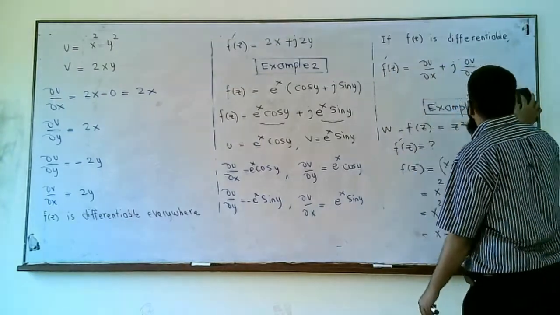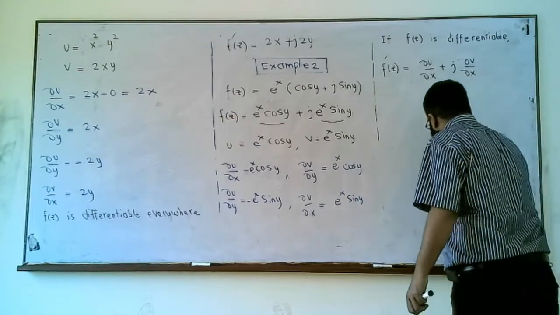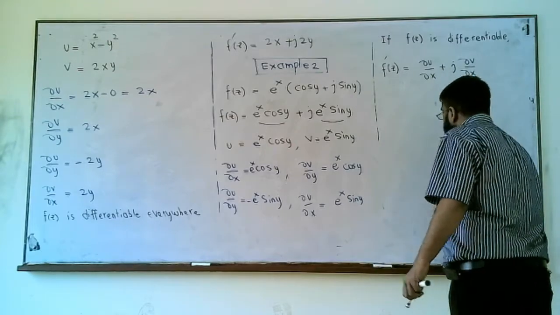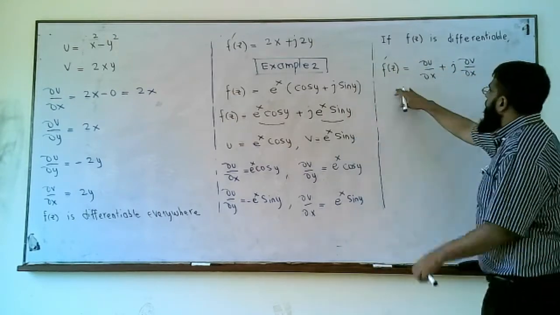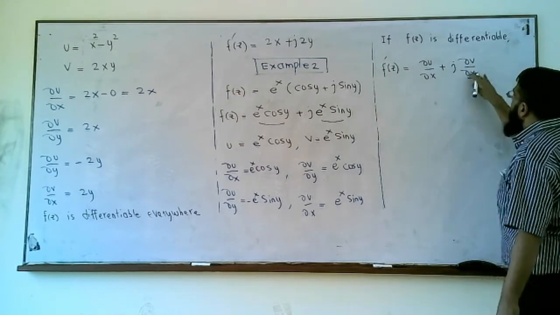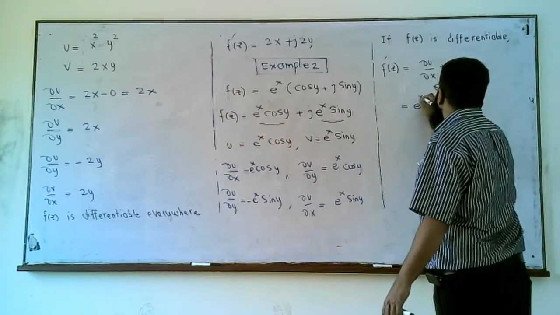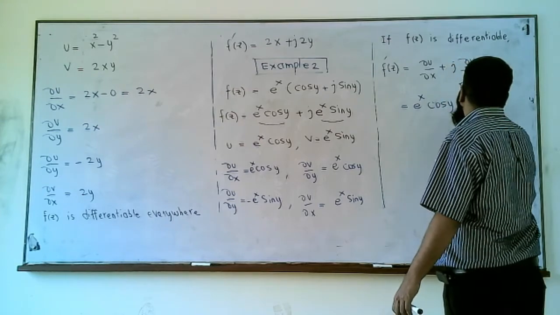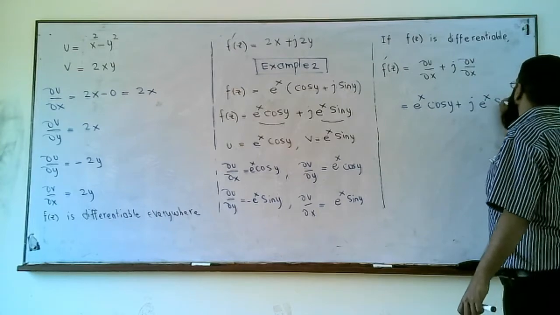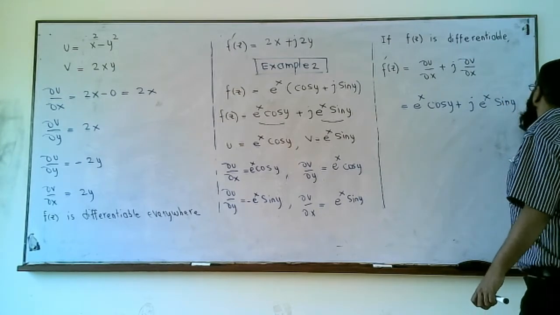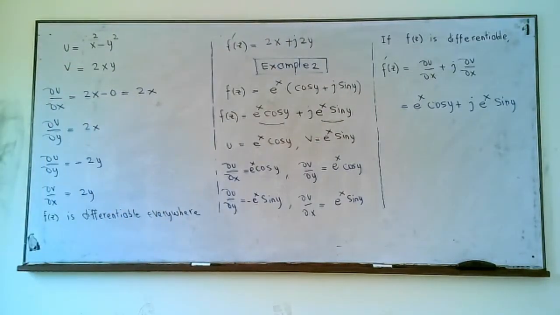So once we have established that it is differentiable, now we are going to find the actual derivative of the function, using this equation: f prime of z is partial u over partial x plus j partial v over partial x. So partial u over partial x is e to the x cos y plus j times partial v over partial x, which is e to the x sin y. So this is how we compute the derivative of this complex function.